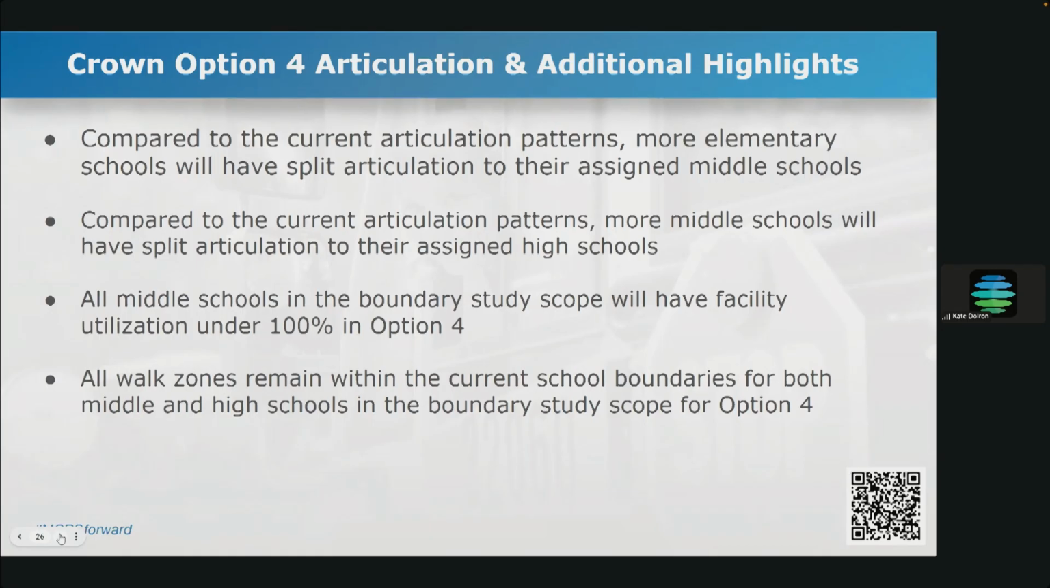The initial options webpage, again, provides those current articulation patterns for all schools in the boundary study scope. So that's elementary to middle to high school feeder patterns, or articulation patterns. So we have those for current students and for each option. As a reminder, while the elementary school assignments, those boundaries, will not change, those articulation patterns to middle and high schools included in the boundary study scope can change.